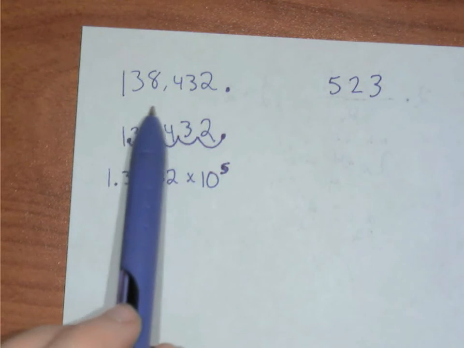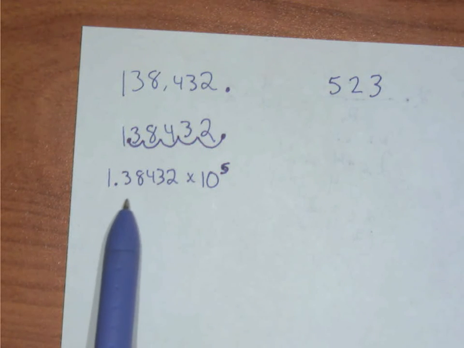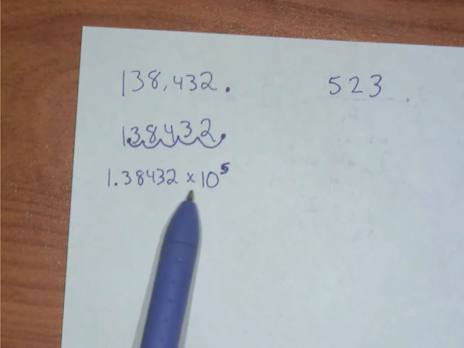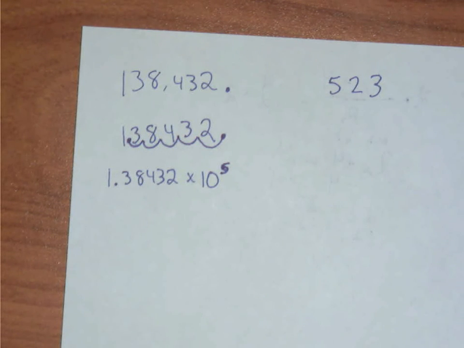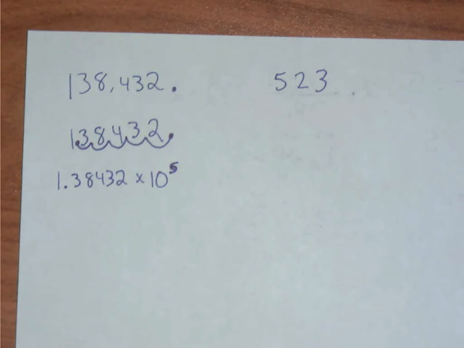So 138,432 is written in scientific notation as 1.38432 times 10 to the 5th power. Let's try that again over in 523. So 523 isn't that big a number, but that actually makes it easier to write in scientific notation.